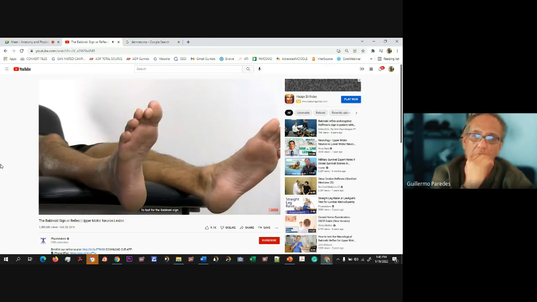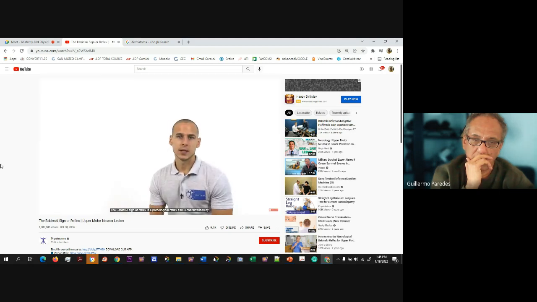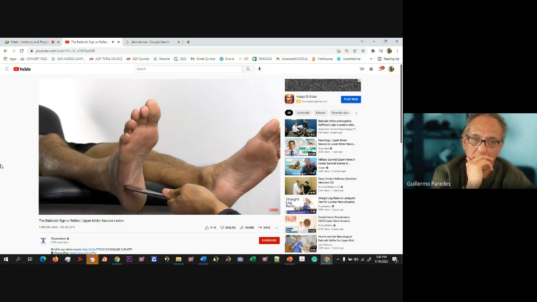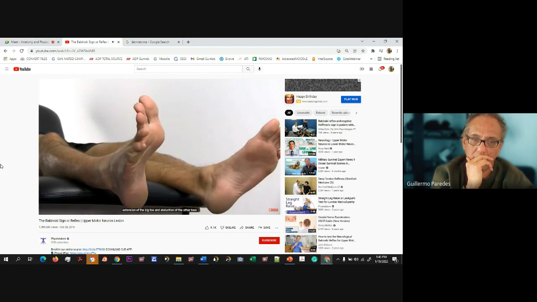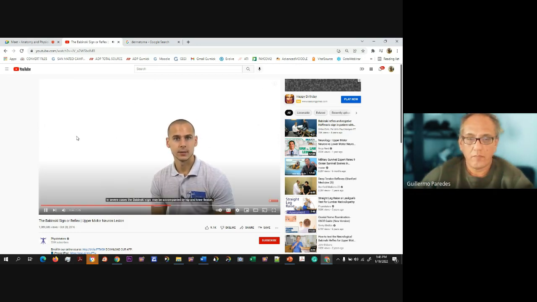To test for the Babinski sign, run a pointed object from the heel along the lateral aspect of the foot forwards towards the great toe. In a normal human being, it will result in the flexor reflex or grasping of the toes. The Babinski sign or reflex is a pathological reflex and is characterized by extension of the big toe and abduction of the other toes, which is also called the fan sign or signe de l'evantail. In severe cases, the Babinski sign may be accompanied by hip and knee flexion.